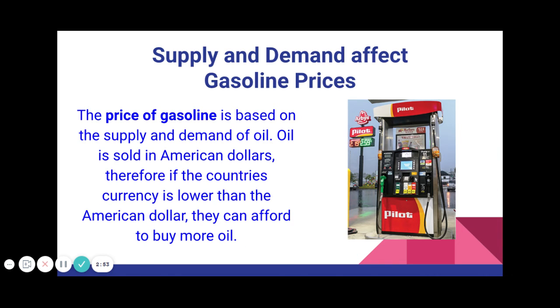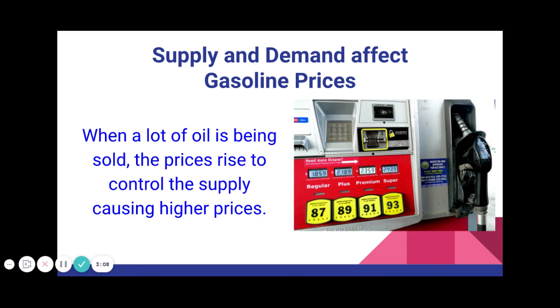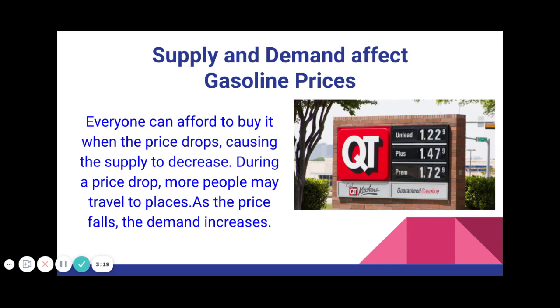The price of gasoline is based on supply and demand of oil. Oil is sold in American dollars. Therefore, if countries' currency, their dollar, is lower than the American dollar, they can afford to buy more oil, okay? Which doesn't help us sometimes. When a lot of oil is being sold, the prices rise to control the supply, okay? Because not everybody can afford it, and then they couldn't go different places, okay?